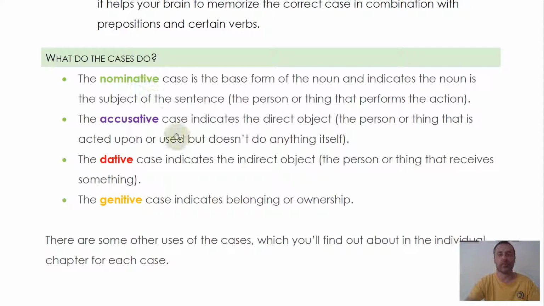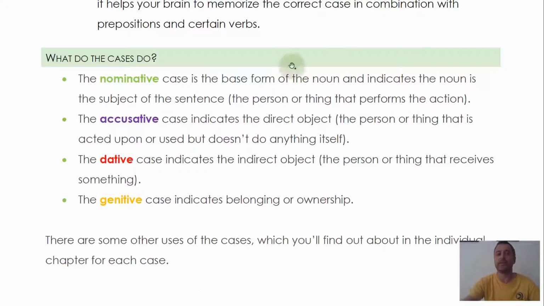So what do cases do? Every case has pretty much a determined task, something that it's usually doing. Let's have a look at our 4 cases. The nominative case is usually the base form, and it indicates that the noun is the subject of the sentence, so the person or the thing that performs the action or the person or thing we are talking about. The accusative case indicates the direct object. The direct object is the person or thing that is acted upon or used, but it doesn't do anything itself. And the dative case indicates the indirect object, so the person or thing that receives something.